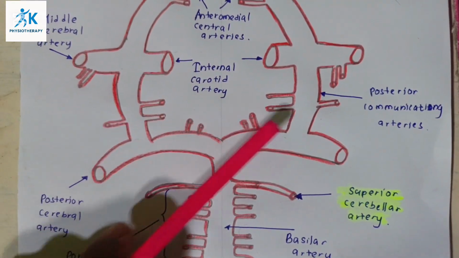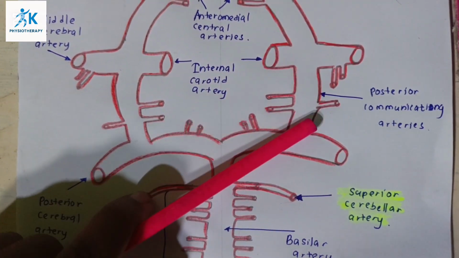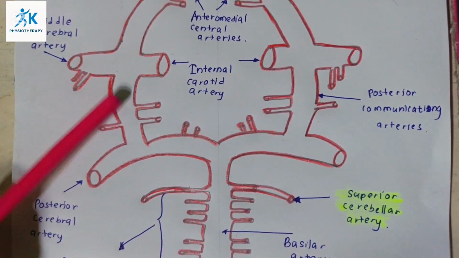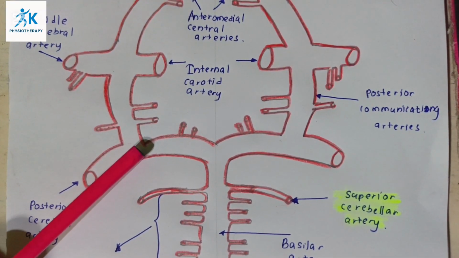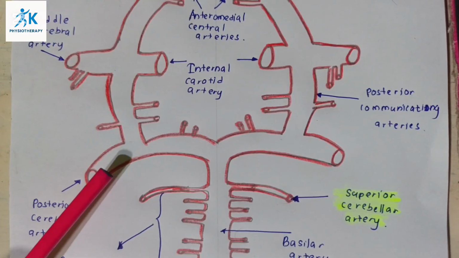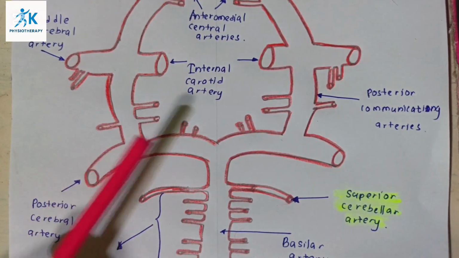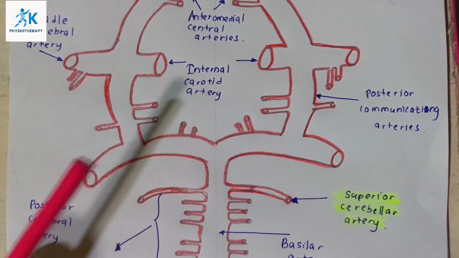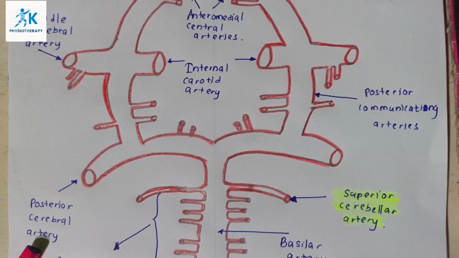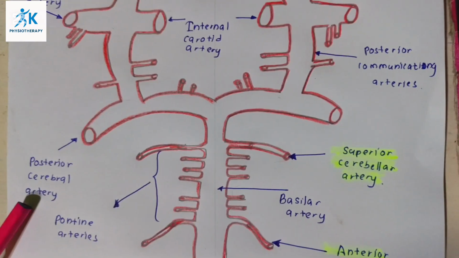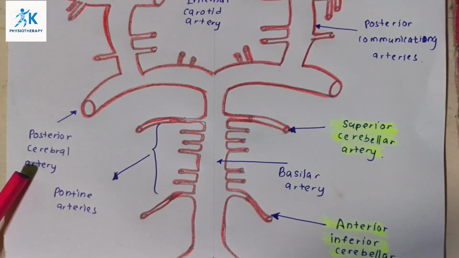Then downwards, these are the posterior communicating arteries, two of them, and they connect to the posterior cerebral arteries, two of them. The posterior cerebral arteries supply the occipital lobes and the inferomedial temporal lobes.